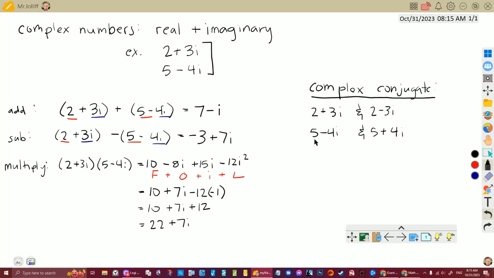The outer is going to be a 5 times a plus 4. The inner is going to be a 5 times a minus 4. So those middle i terms disappear, and the last term, i times i, we know becomes negative 1. So when you multiply a complex number by its complex conjugate, you end up with a real answer, which is kind of cool.